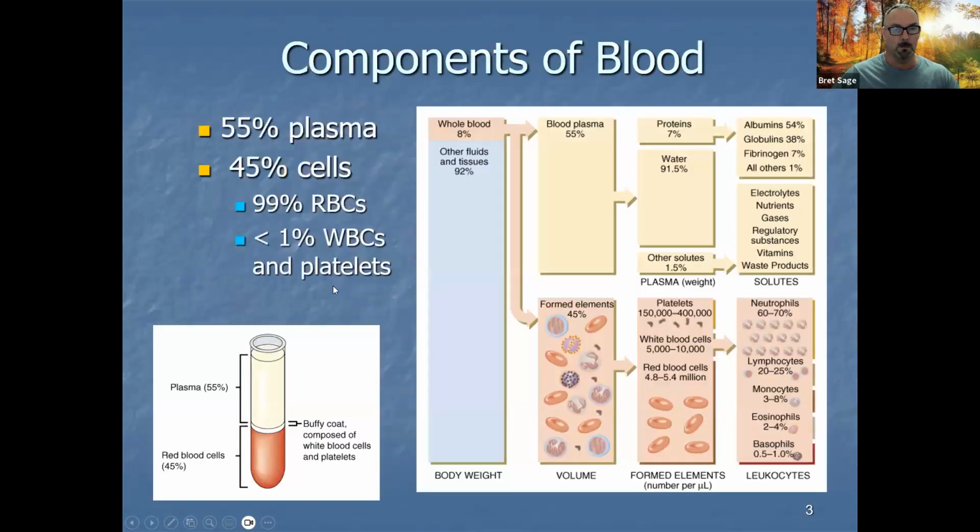Okay, what are some components of blood? 55% plasma and 45% cells. Now remember, plasma is mostly water. So what is your blood mostly made of? Water. 45% cells, approximately 99% of those cells are red blood cells, less than 1% are white blood cells and platelets. So you can see the divisions here of the different aspects of blood.